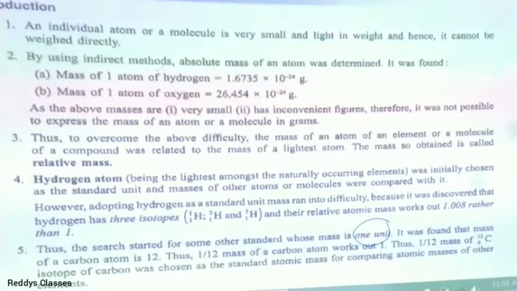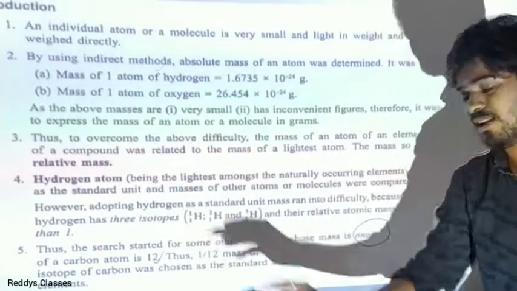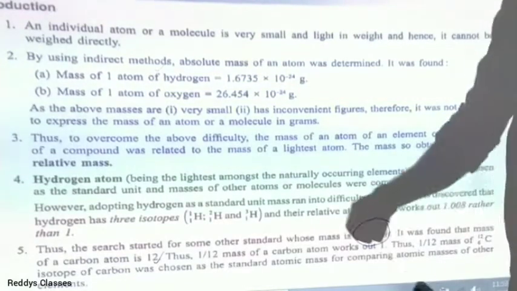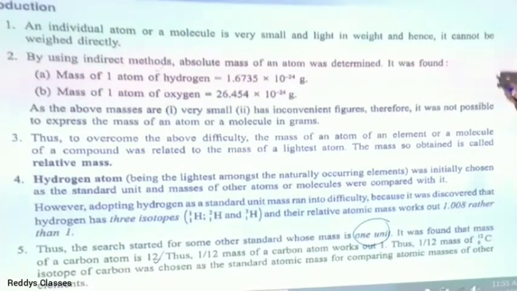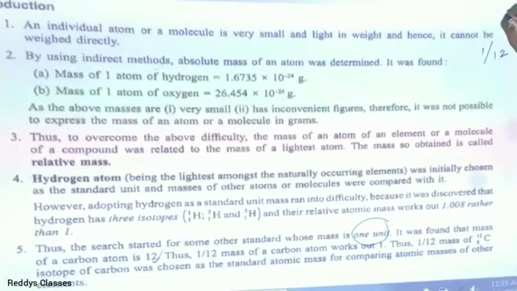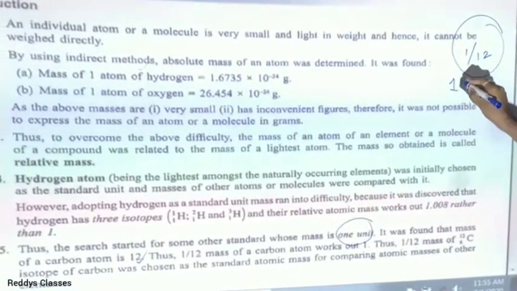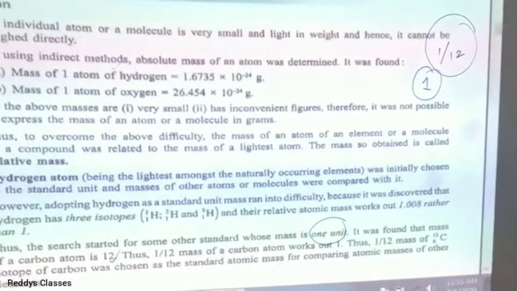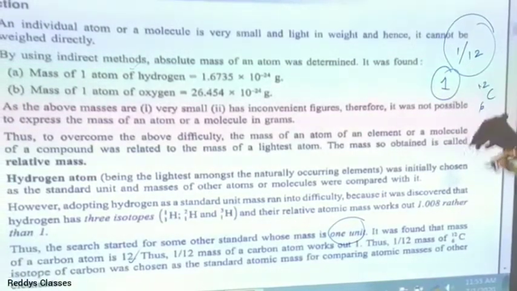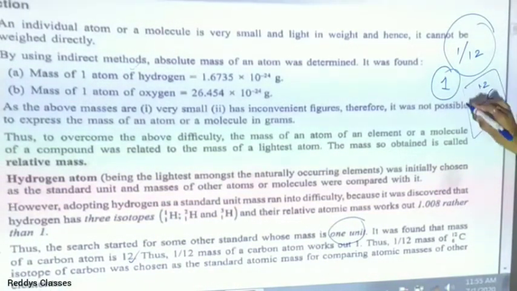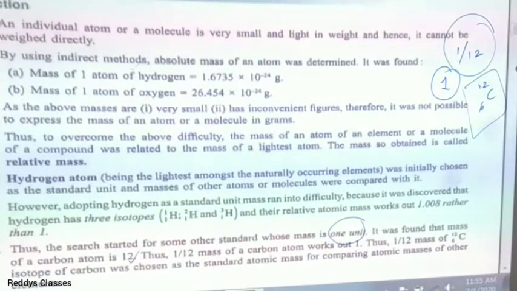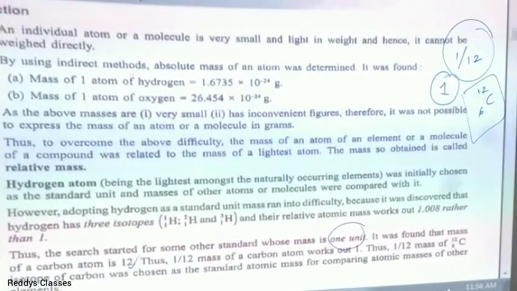It was found that the mass of the carbon atom is 12. The atom of carbon has 12. Thus 1/12 of the mass of the whole carbon atom is out of 1. Thus 1/12 of carbon-12, 12, 6, this is its element form, carbon. The isotope of carbon was chosen as the standard atomic mass for comparing atomic masses of each element.